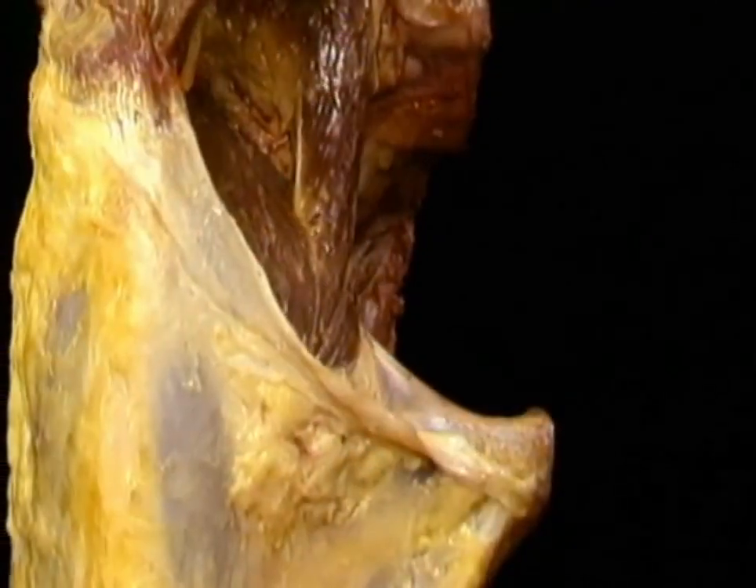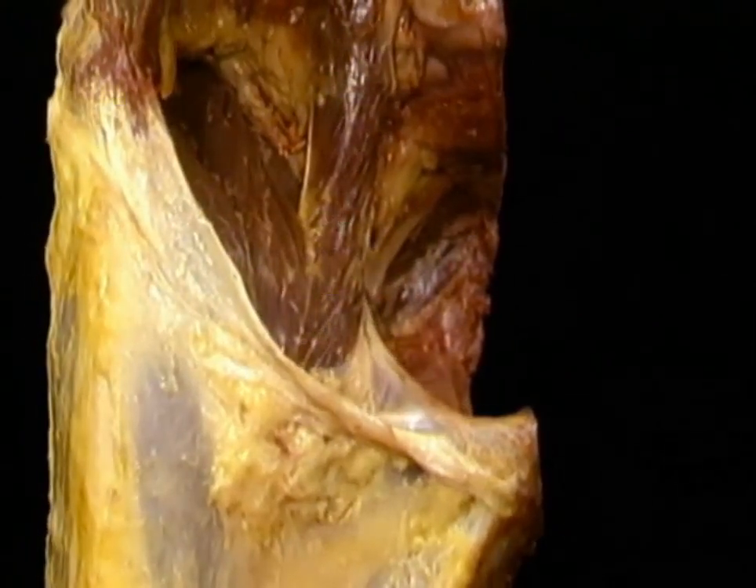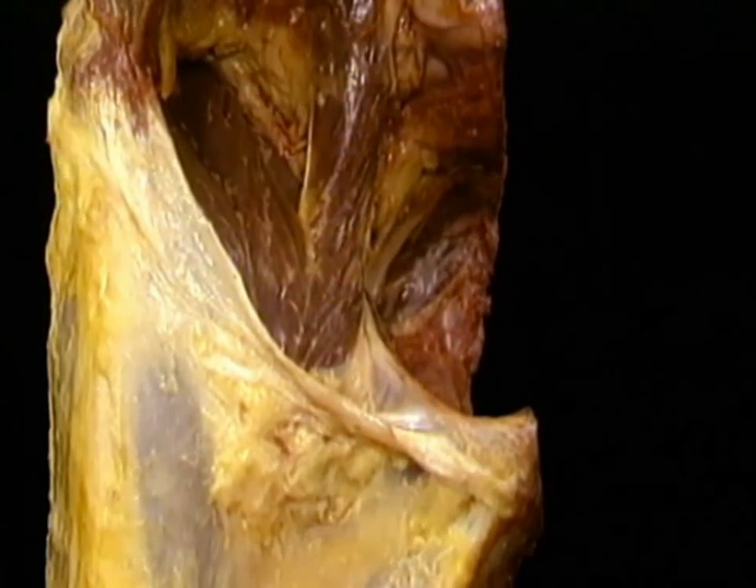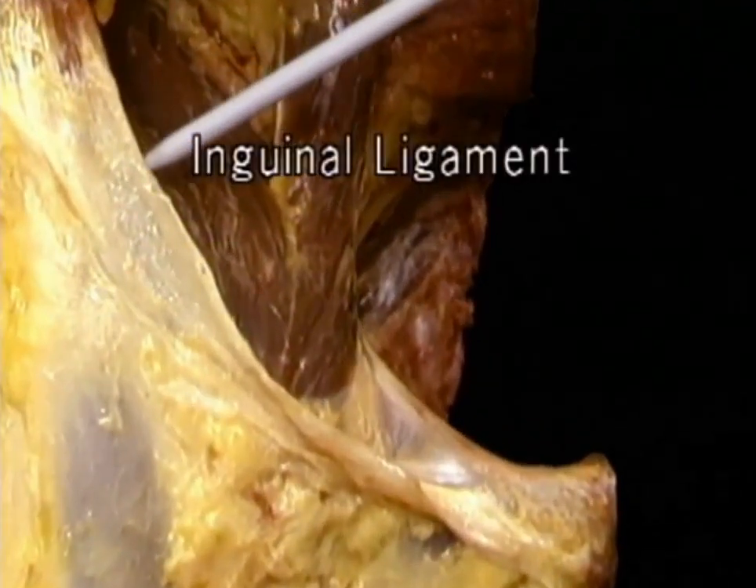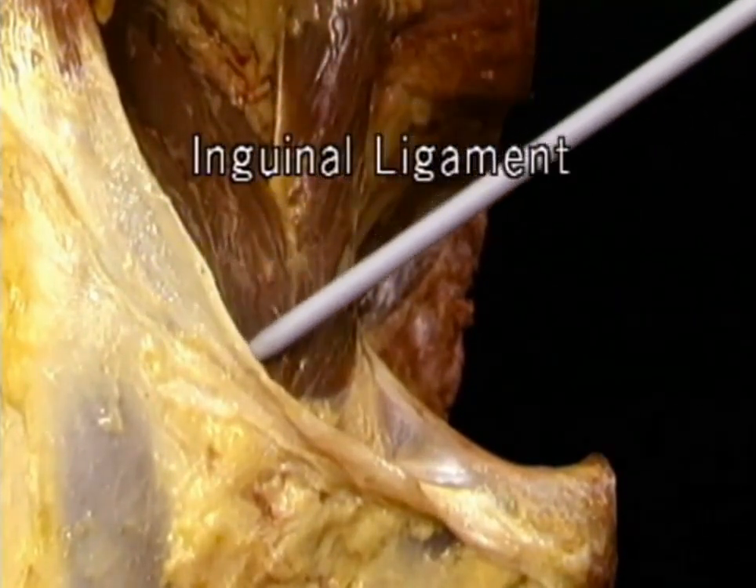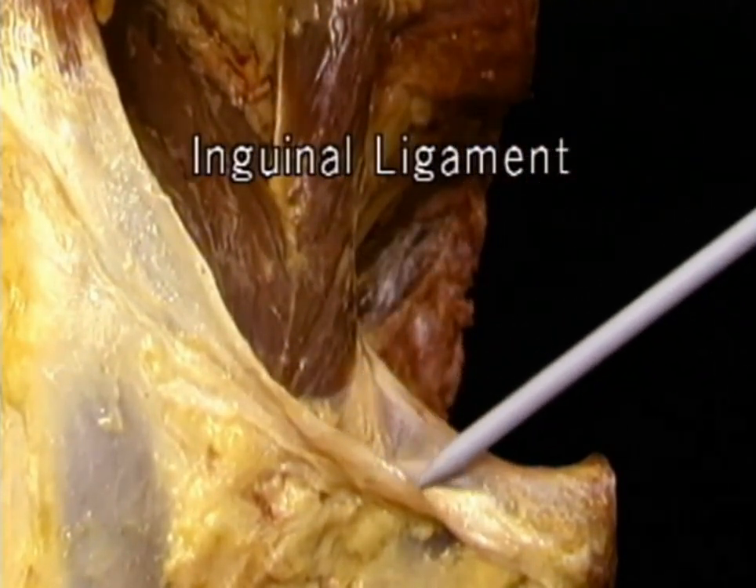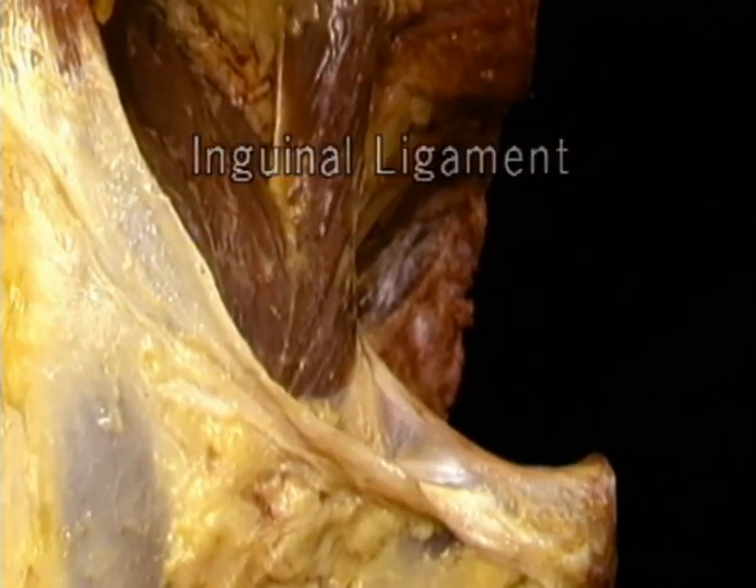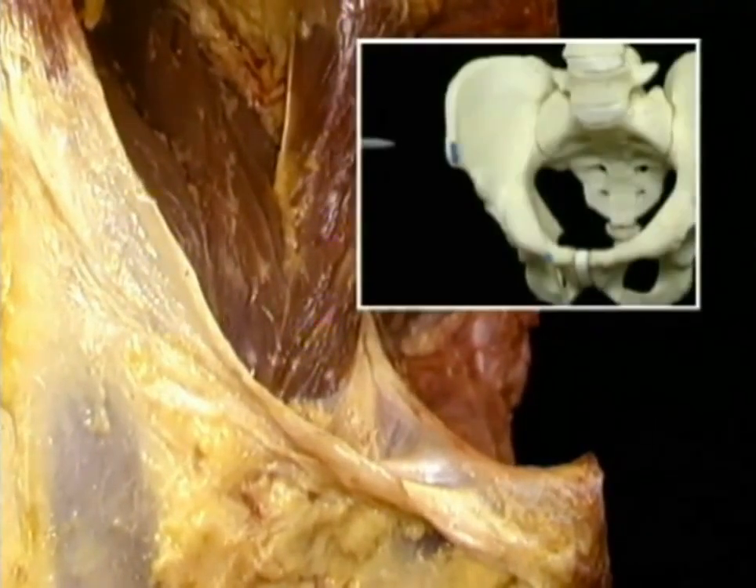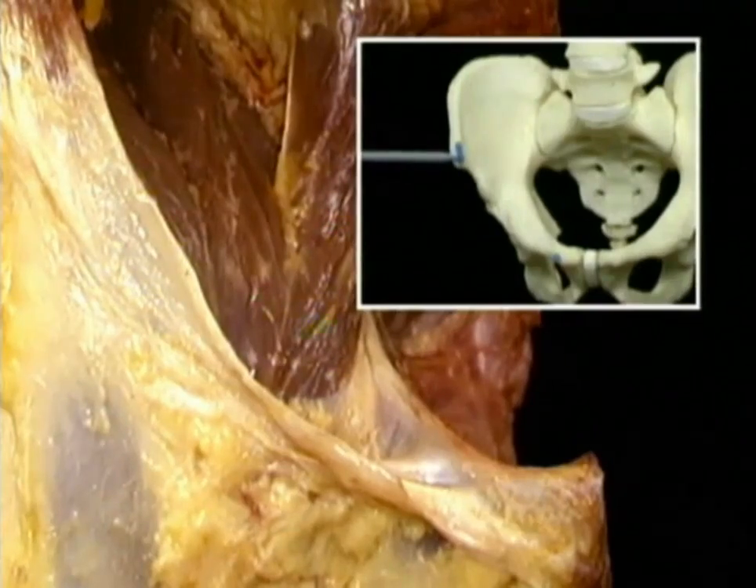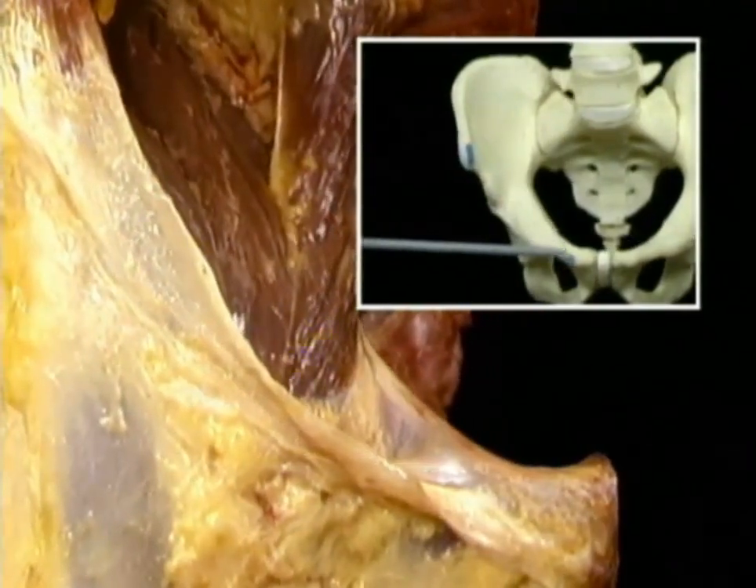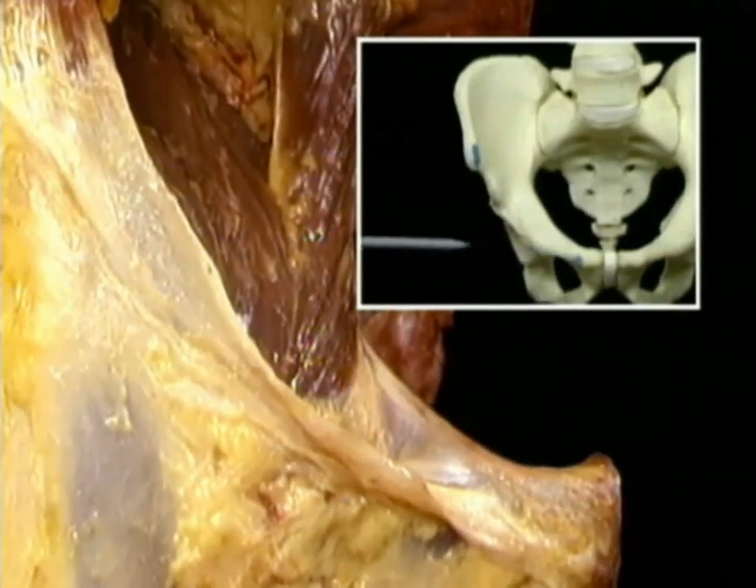We'll start by taking a more detailed look at the inguinal ligament. In this dissection, the body has been divided in the midline. Here's the anterior superior iliac spine. Here's the pubic symphysis. Here's the inguinal ligament. It's the lowest part of the external oblique aponeurosis. Laterally, the ligament is attached to the anterior superior iliac spine. Medially, it's attached to the pubic tubercle.